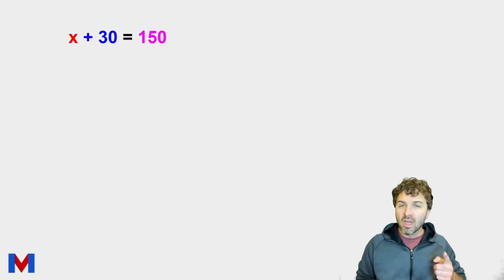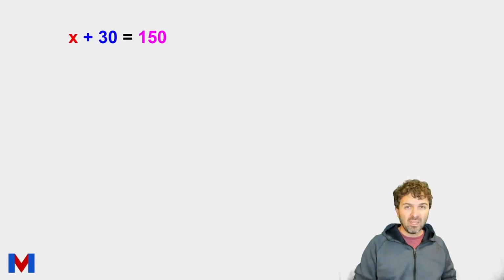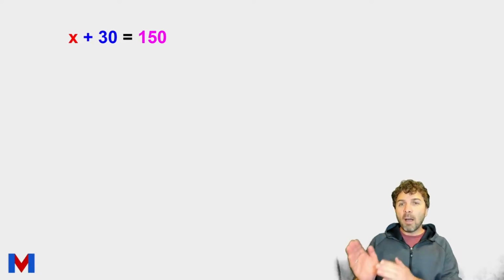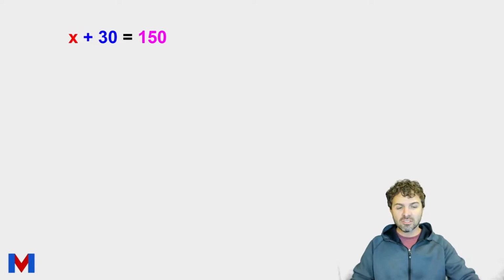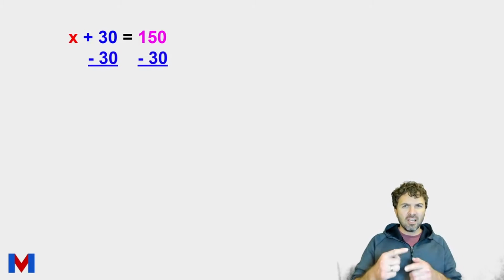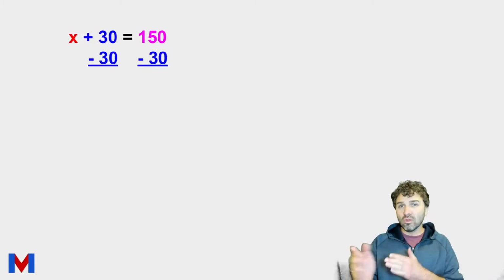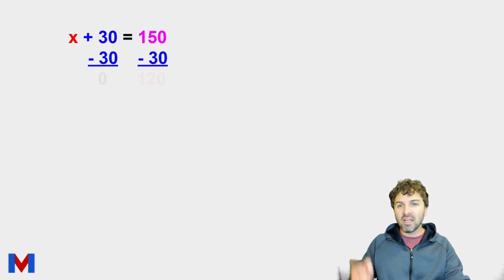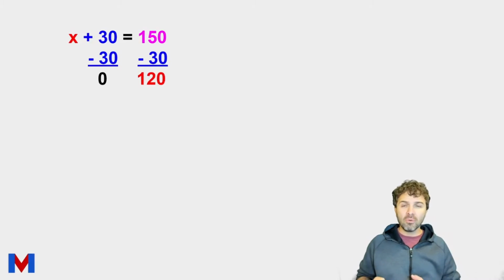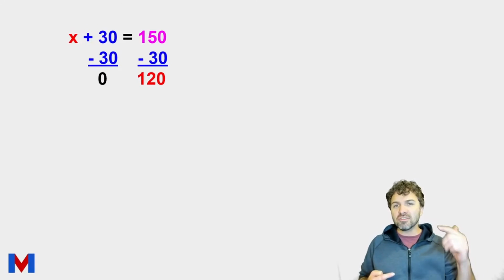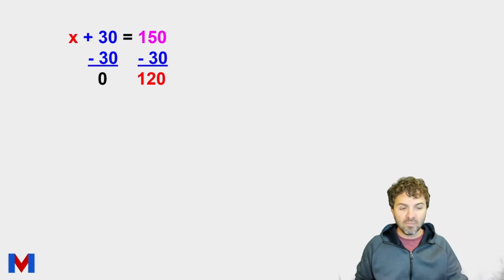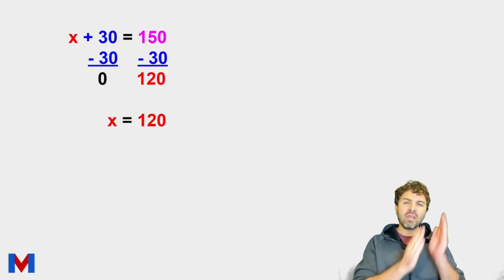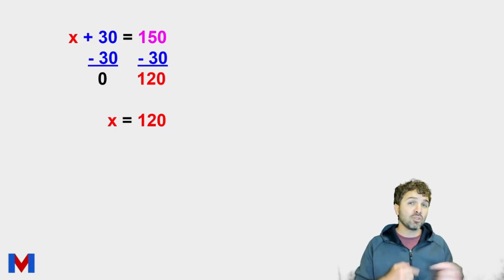And if you don't know, then let's get rid of that plus 30. We get rid of it by doing the inverse operation, or the opposite operation. So the opposite of plus is subtract. So we're going to subtract 30. And because both sides are equal, we're going to do the same thing to both sides. If I subtract 30 from the left side, 30 minus 30 is 0. I do the same thing to the right side. 150 minus 30 is 120. So what we have left over now is x on the left side, and on the right side we have 120. So x is 120.